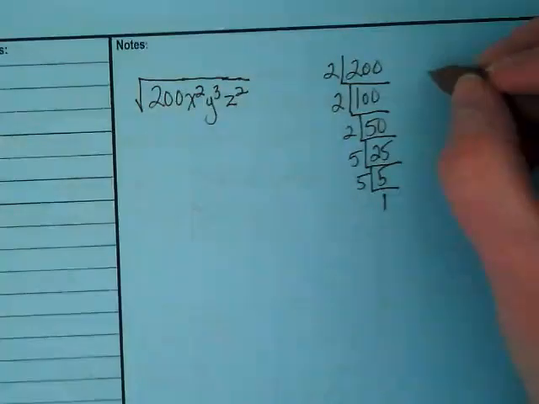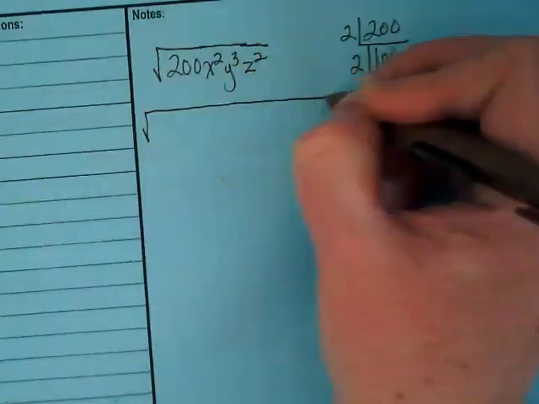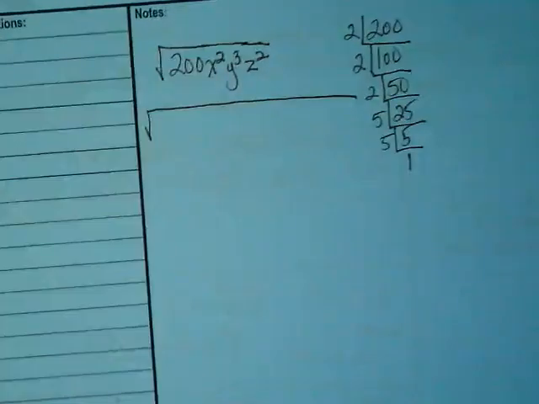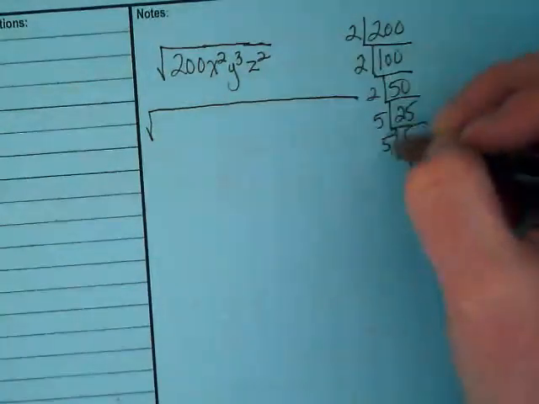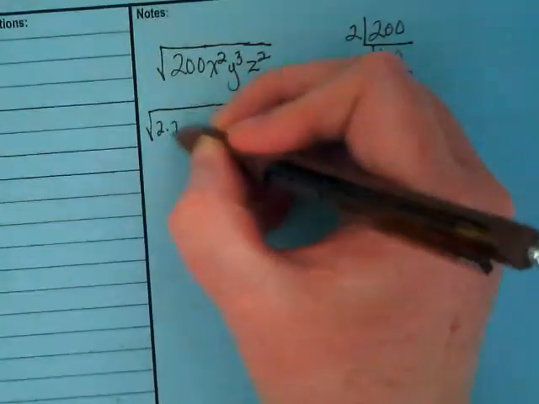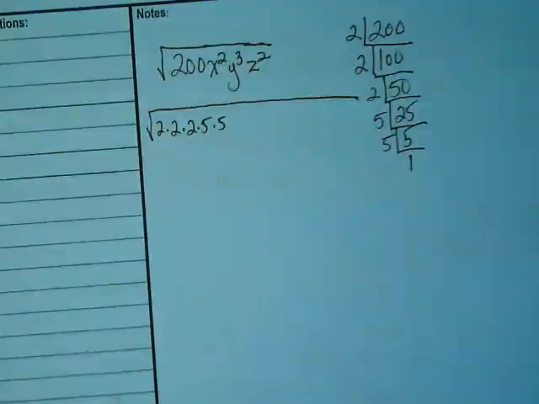So the prime factorization of 200, and I'm going to end up writing this radical rewritten really long. I'm going to take all of these numbers that I found are its prime factors, and I'm going to rewrite them inside of here. And then I'm going to break up the variables.